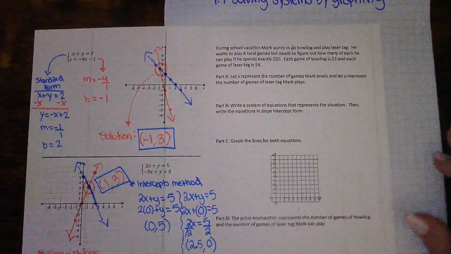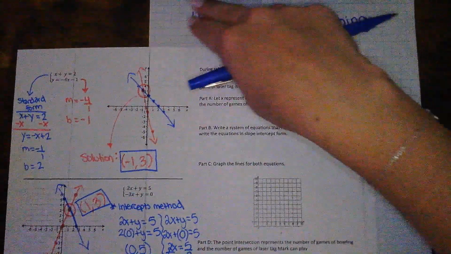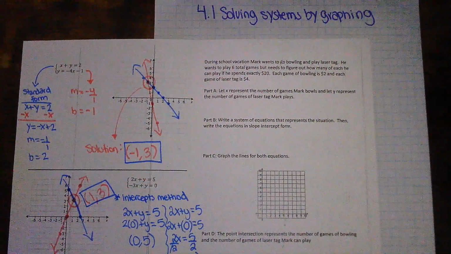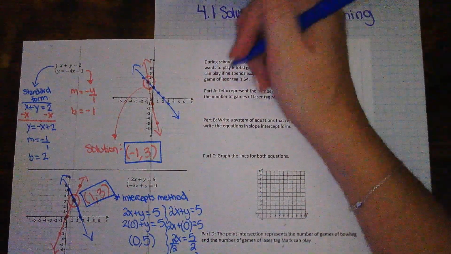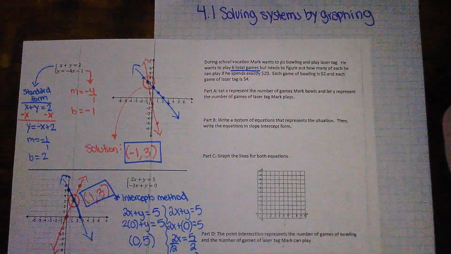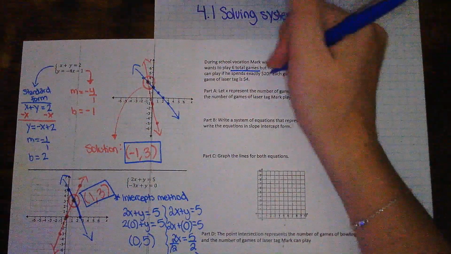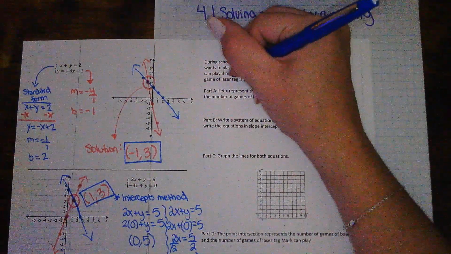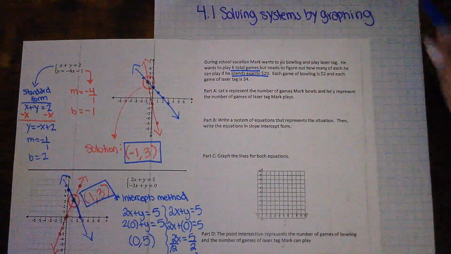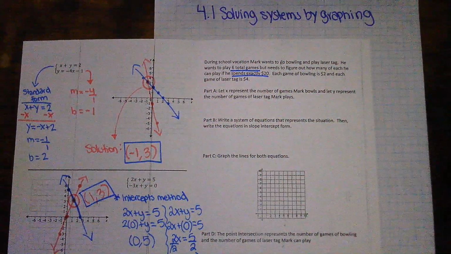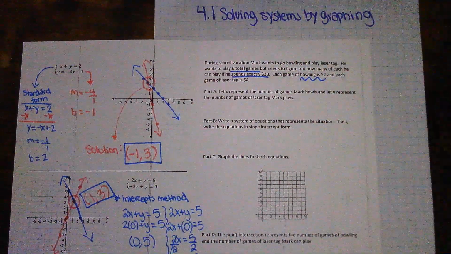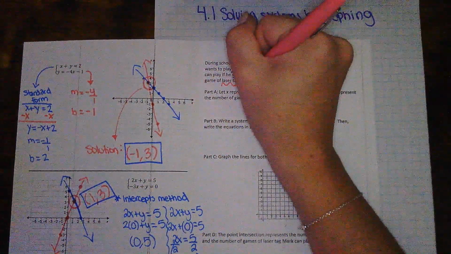Our last problem is a real-world problem. It says, during school vacation, Mark wants to go bowling and play laser tag. He wants to play 6 total games, but needs to figure out how many of each he can play if he spends exactly $20. Each game of bowling is $2, and each game of laser tag is $4. So bowling is 2, and laser tag is 4.